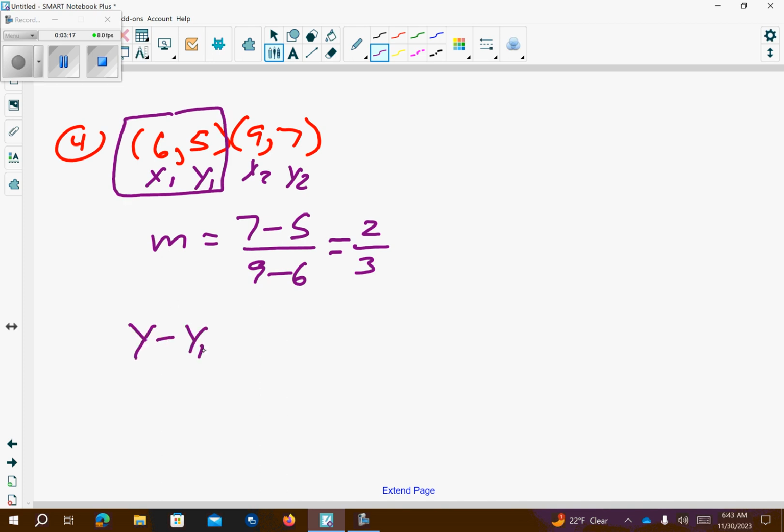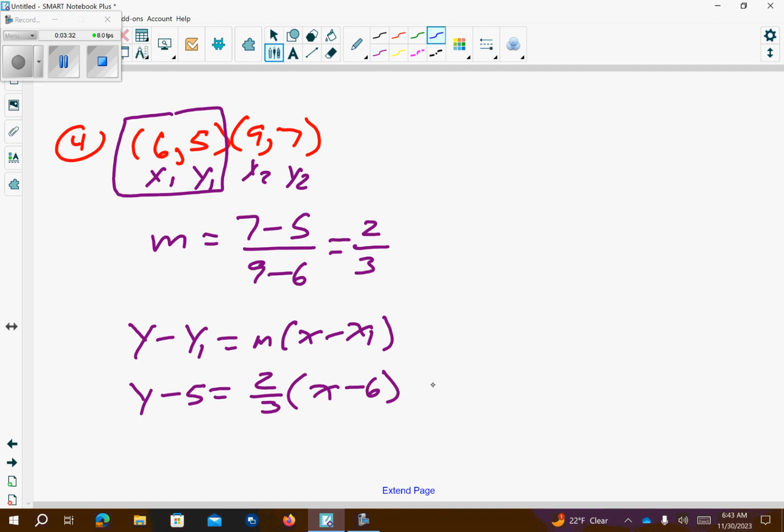So I have y minus y1 equals m times x minus x1. So my y1 is negative 5. I have 2/3 here. x, that's a positive 6, so it'll be a negative 6 here. Now we want to convert this to slope-intercept, so we want to make it y equals mx plus b. So that means no parentheses. So distribute over the parentheses first.